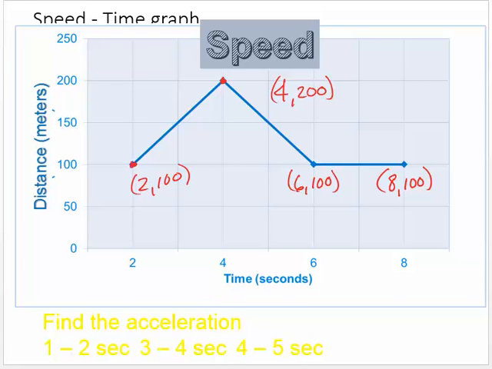Okay, here's what I want you to find in your notes. I want you to find the acceleration. Actually, I want you to find the speed. I typed that wrong. I want you to find the speed between 2 and 4 seconds, the speed between 4 and 6 seconds, and then the speed between 6 and 8 seconds. So you've got 3 of these to find.